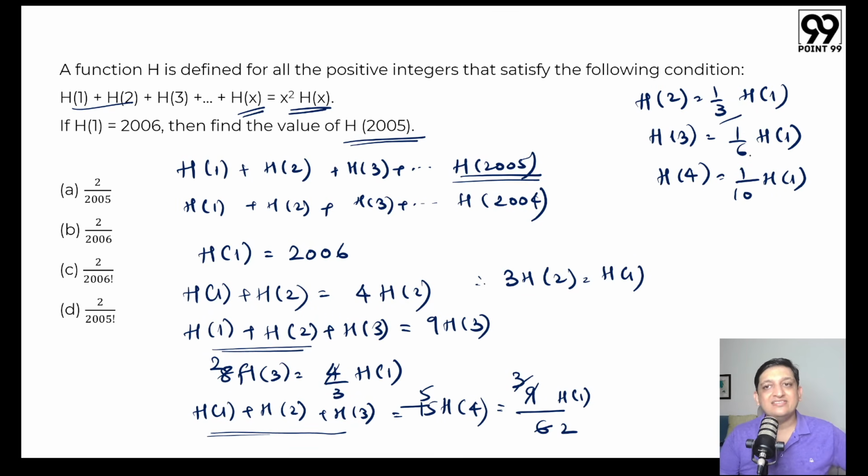What is this 3, 6 and 10? What are these numbers? 3 is the sum of the first 2 natural numbers, 6 is the sum of the first 3 natural numbers, 10 is the sum of the first 4 natural numbers. So if you know this pattern, it will become much easier. So hn in this particular case is going to be equal to 1 over the sum of the first n natural numbers. So it's going to be 1 by n into n plus 1 by 2, multiplied by h1. So this is what we are going to get.